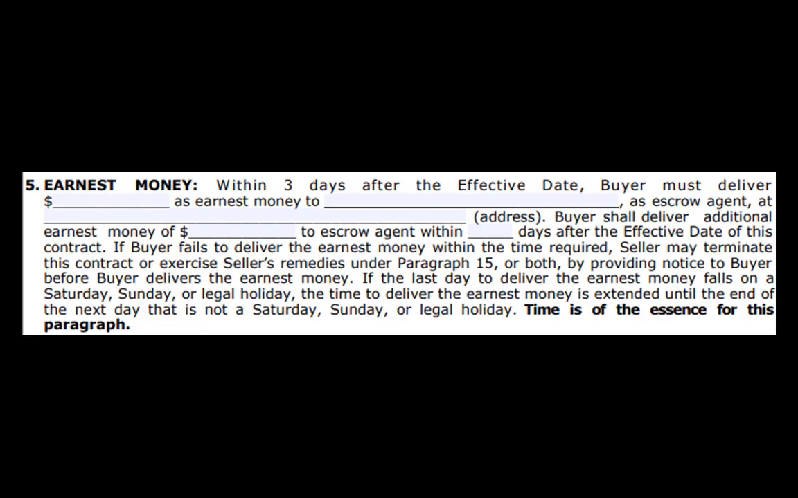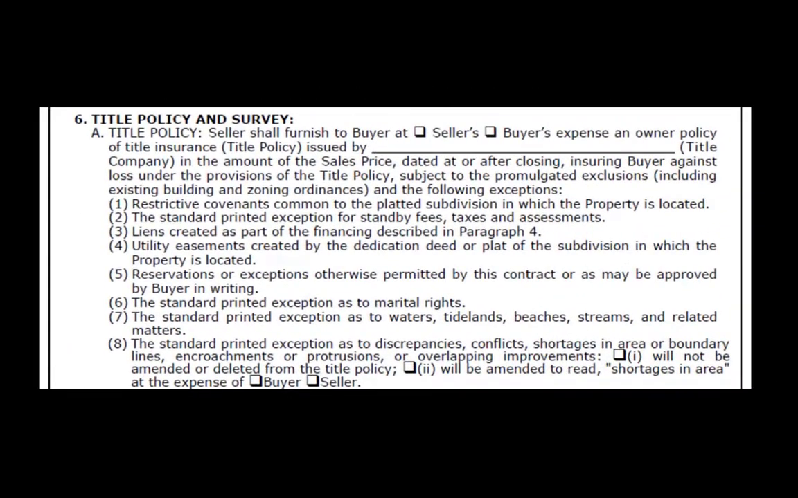So that is it for paragraph 5. Paragraph 6, title policy and survey. This paragraph begins on page 2 and it doesn't end until page 4. It's pretty lengthy. There are 5 sections in this paragraph. Section A is the title policy, B is the commitment, C is the survey, D are objections, and E is the title notices section. So let me just describe what a title policy is real quick.